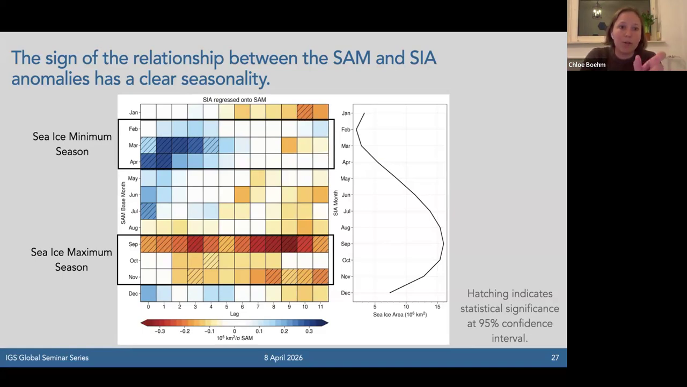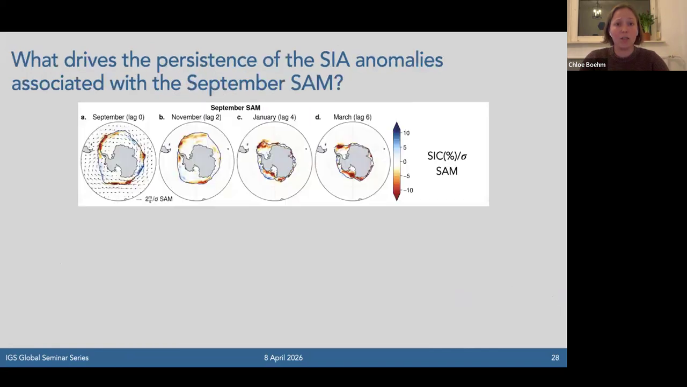There's also a difference in the persistence of these relationships. The relationship during the sea ice minimum season is maybe only able to persist for 4 to 5 months later, versus the relationship during the sea ice maximum season, which is able to persist for potentially up to the rest of the following year. So changes in the SAM during the sea ice maximum season are able to impact sea ice for quite a bit longer than changes in the SAM during the sea ice minimum season would be able to. So we wanted to investigate the sea ice maximum season a bit more. This is a bit interesting to us.